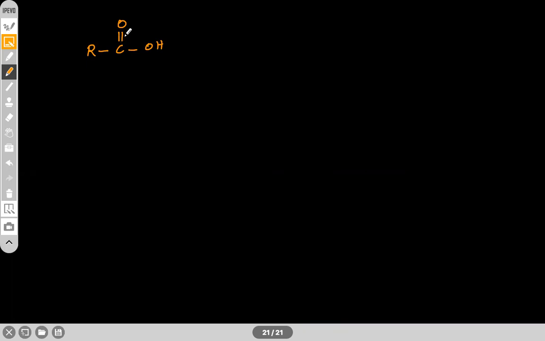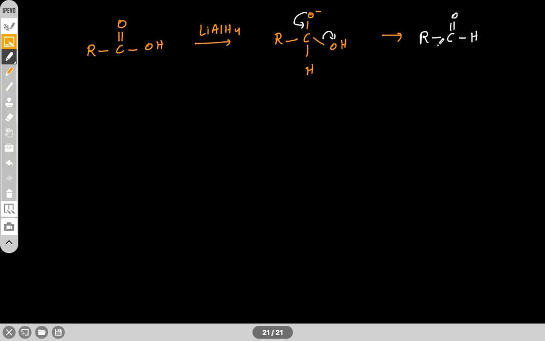RCOOH with LiAlH4, which gives H minus ion. So H minus ion attacks onto the carbon and it forms O minus and OH. Further, what happens? This lone pair comes back over here and this OH minus goes out as a leaving group. We get RC double bond O H plus OH minus.